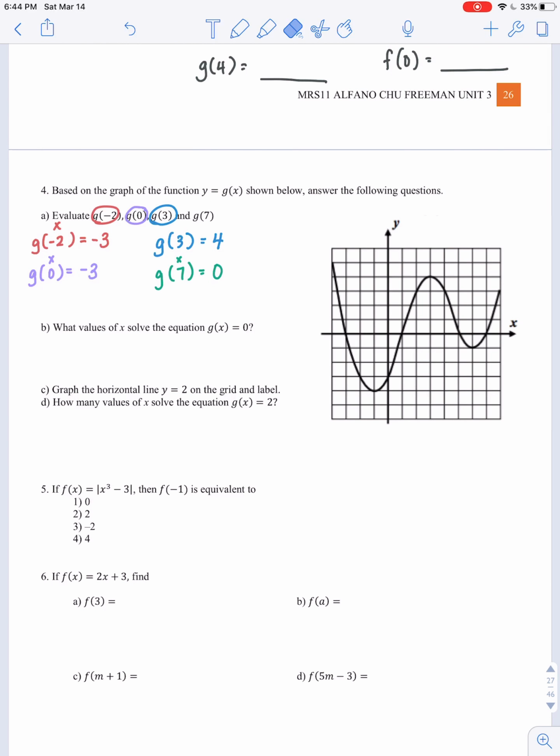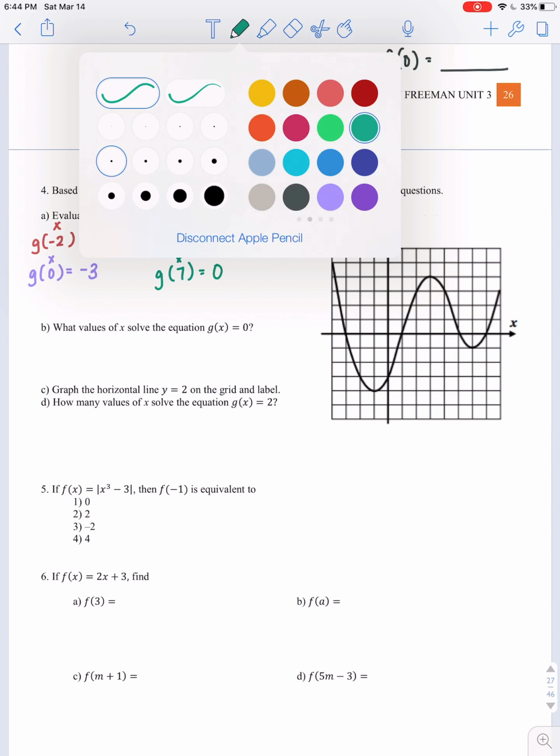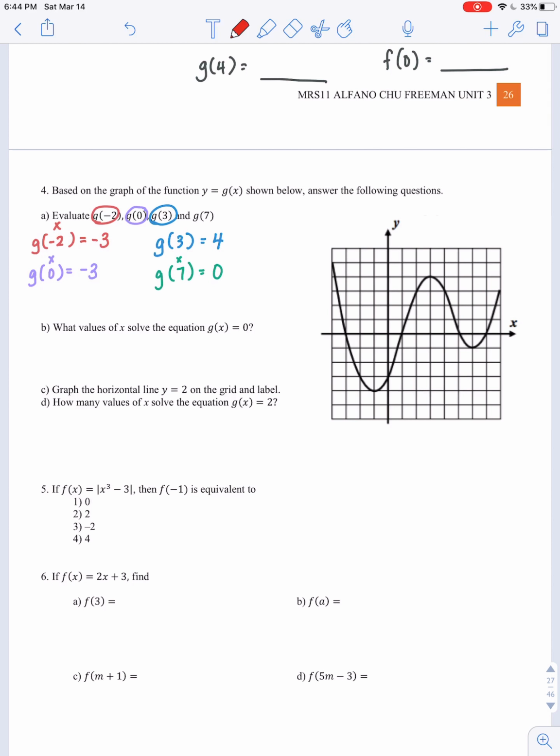You guys don't have to erase it. Leave it on your paper. I just want it to be as not confusing for you as possible. Question B says, what values of x solve the equation g of x equals 0? So they're giving you your output right now. I know my y value is 0. Which x values will give us that?